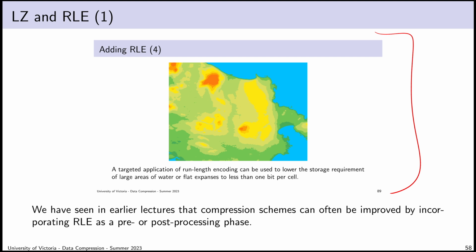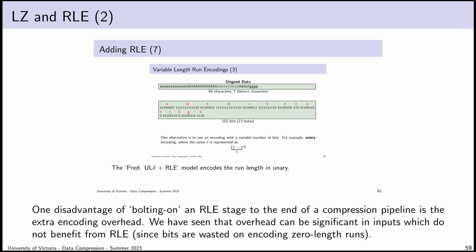So the question here is, if I've used a Lempel-Ziv scheme, is it a good idea to throw RLE at it when I'm done? And one issue we observed in the delta compression lecture is if we add RLE on to the end of an existing scheme, so we've got our predictive delta compression model, and we just stick RLE on at the end of it, one disadvantage that could incur is that we have all this extra overhead, which is the result of using RLE. So we end up wasting bits on encoding zero-length runs, which can be remedied in a variety of ways.